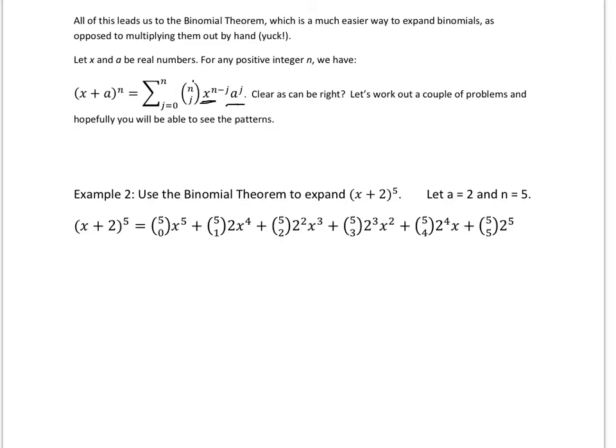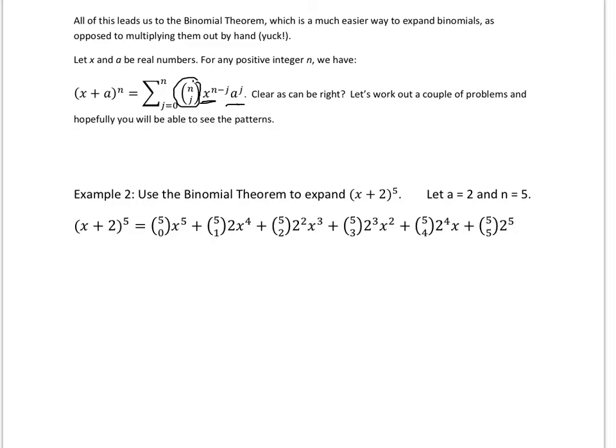So x to the n minus j, so x starts at n and then goes down 1 each term, and then a goes up 1 each term. Okay, its degree goes up 1, and we'll show you that. But this n choose j, that's how we find our coefficients. Okay, so clear as can be, right? All right, maybe not. Let's work out a couple problems, and hopefully you can start seeing the patterns.